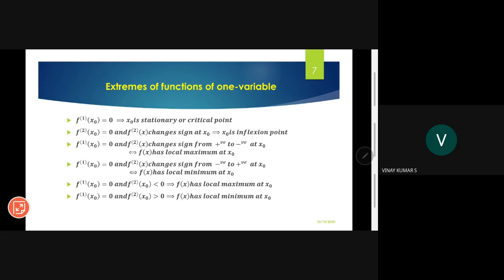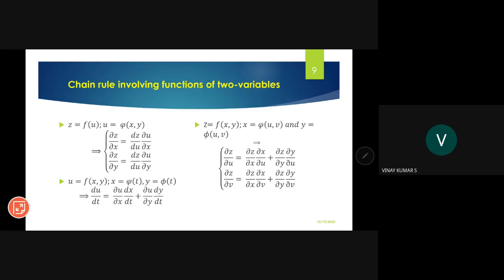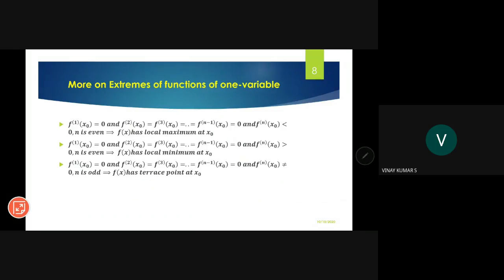Okay, right. Then the next slide: more on extremums of functions of one variable. This slide you need not require, just for information's sake I told. This is not of much use for you.